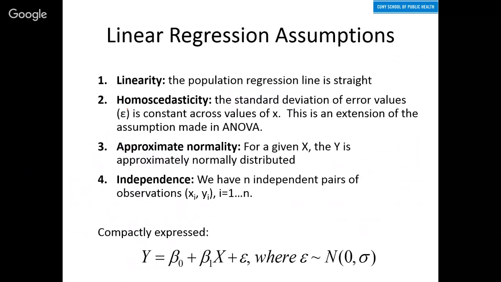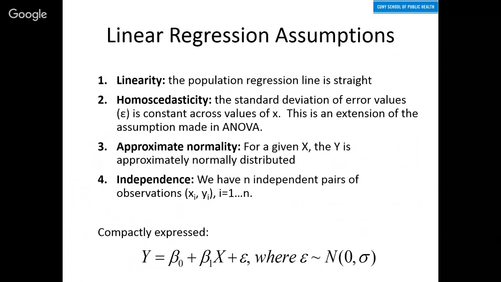These are the assumptions involved in linear regression. First of all, that the population relationship is linear. We have this assumption of homoscedasticity, which means that the standard deviation of those errors are the same across values of x. So you don't have a situation where the residuals are all small on the left side of the scatter plot and they get larger as they go to the right-hand side of the scatter plot.